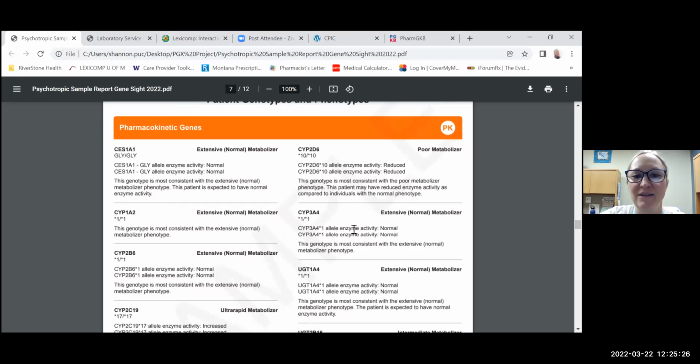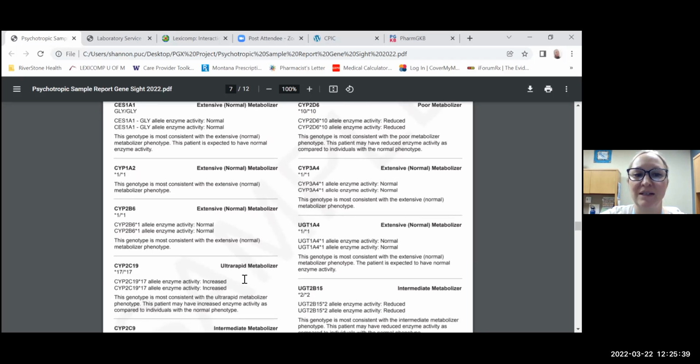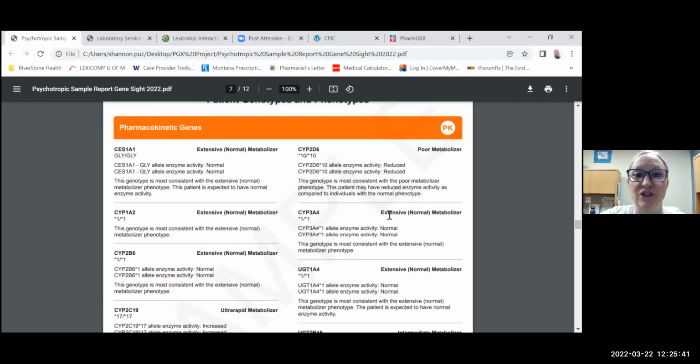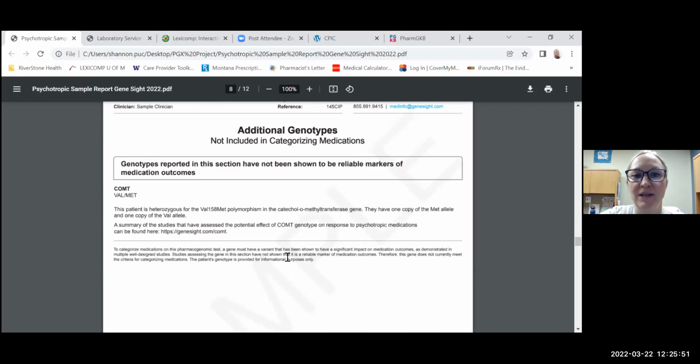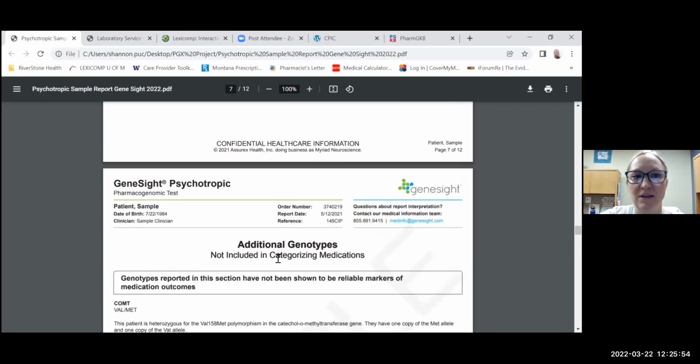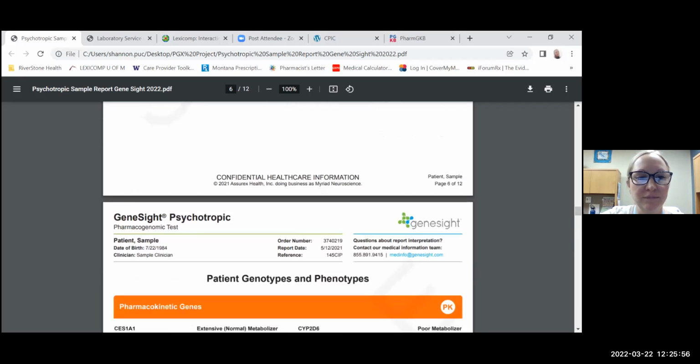CYP3A4, although it metabolizes about 50% of medications, you tend not to see a lot of variance in that. I would say the variance in CYP2D6 is the biggest implicator of pharmacogenetic change, followed by CYP2C19. And this patient, interestingly, has the SNPs for both. So we're going to be using this report for all of our exercises. And that's what it entails. So this is the testing we will be doing here.